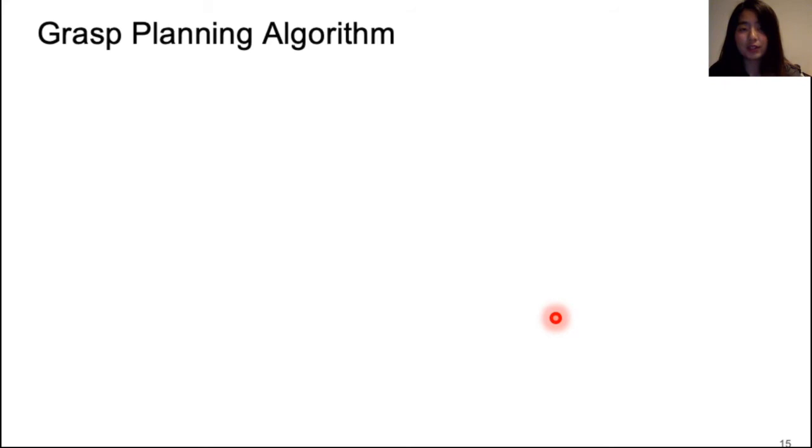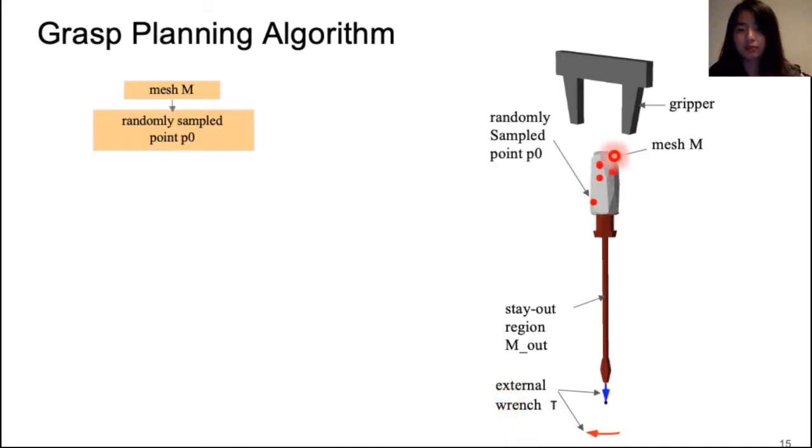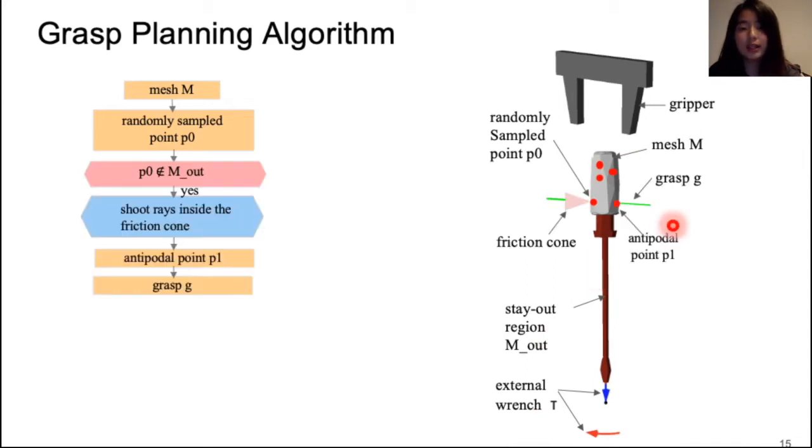The grasp planning algorithm takes a mesh object, a gripper object, stay-out region m_out, and external wrench tau that includes force and torque. The algorithm starts by sampling candidate contact points on the object mesh, and discards any point that contacts a stay-out zone. It then traces a ray from the point in a random direction within the friction cone until it intersects with the other side of the mesh to create an antipodal contact point pair. These two points define the candidate grasp. The algorithm then prunes the candidate grasps that collide with the gripper.